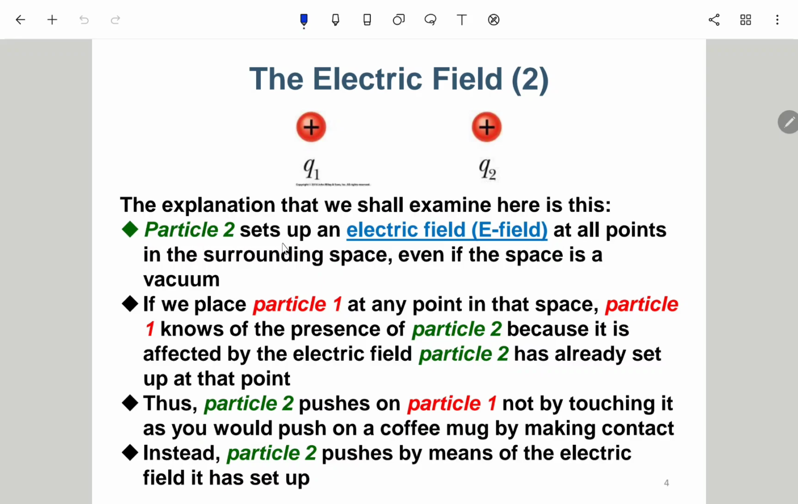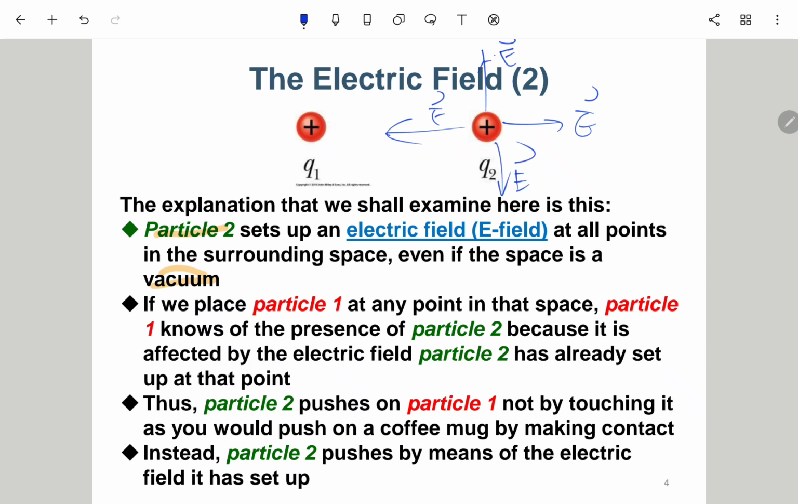Okay, so here the explanation that we shall examine is this. It says particle 2 sets up an electric field, or in short form E field, at all points in the surrounding space, even if the space is vacuum. Okay，所以它的意思是说，particle 2 如果它是一个电荷的话，它就会产生一个电场，就算在真空当中也会有。Okay, so actually for a charge, as long as it is a charge, it will generate a field, something like this, E field, all over the surrounding space.